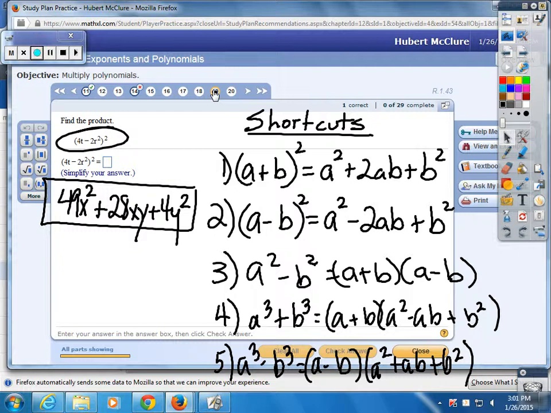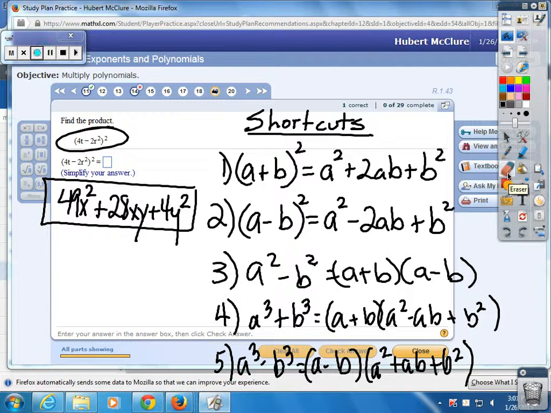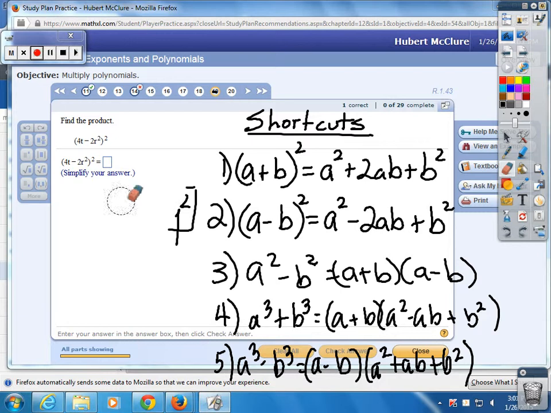What does that one look like? So what's your answer there? 16t squared minus 16tr plus 4r squared. Or 4r to the fourth. I'm sorry, wait a minute. Let me back up. That'd be 16t squared minus 16tr squared plus 4r to the fourth power.